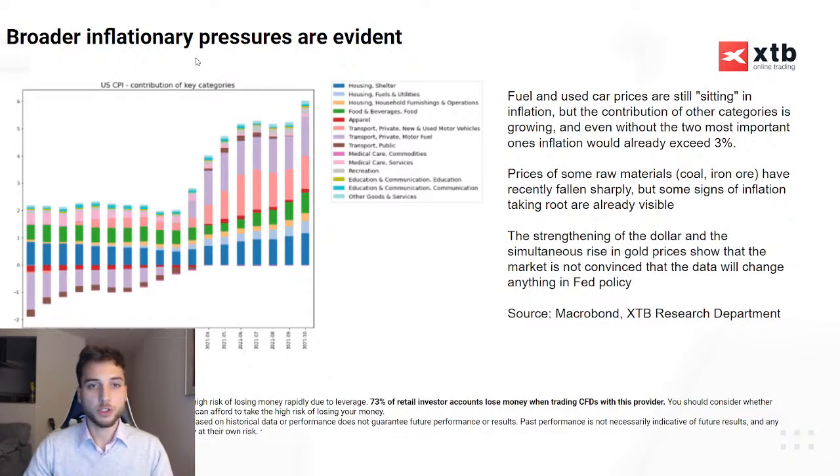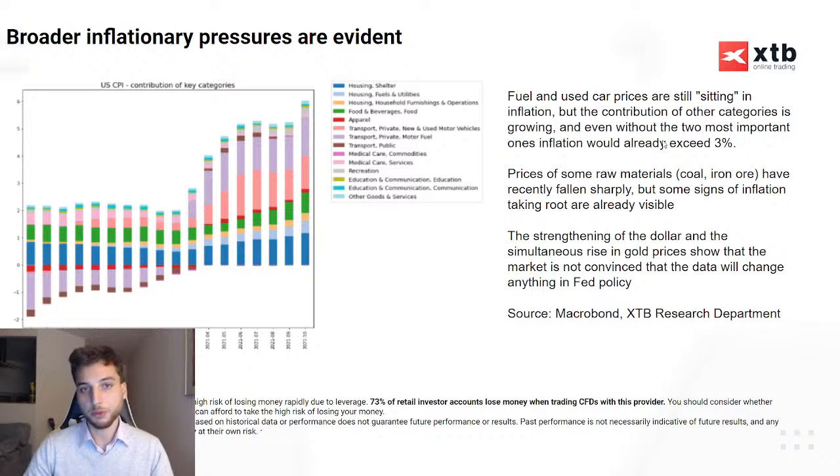But broader inflationary pressures are evident. Fuel and used car prices are still sitting in inflation, but the contribution from the other categories is growing. Even without the two most important ones, inflation was already exceeding 3%. The average target for the bank is usually around 2%. At the moment, we're seeing above 3 and even above 4 and 5. Prices of some raw materials such as coal and iron ore have recently fallen sharply, but some signs of inflation taking root are already visible.